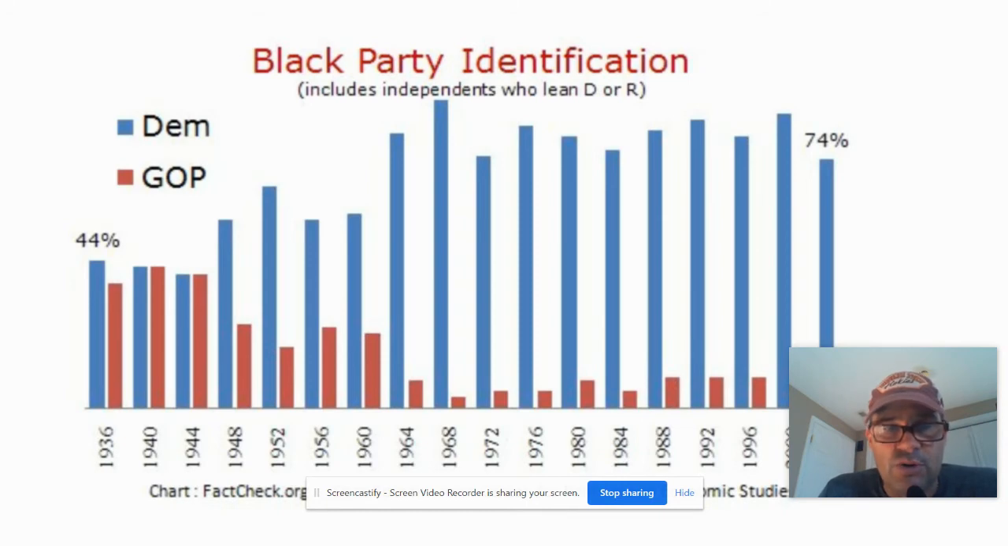But then look at how it starts to trend. 48, 52 starts to go down. 56, Eisenhower still got a fairly significant amount of black vote. But then look at 64. After 64, it's down around 75% identifies Democrat, and maybe 10 or 12% identifies Republican. So there's a pretty significant trend here as a result of black party identification. But it definitely started in World War II, Great Depression era. All right, that's political events.